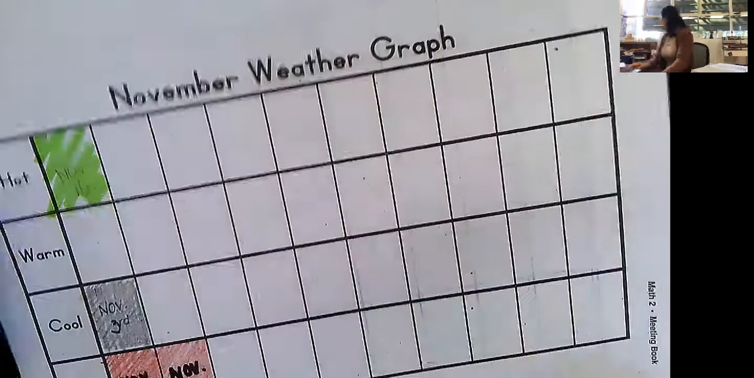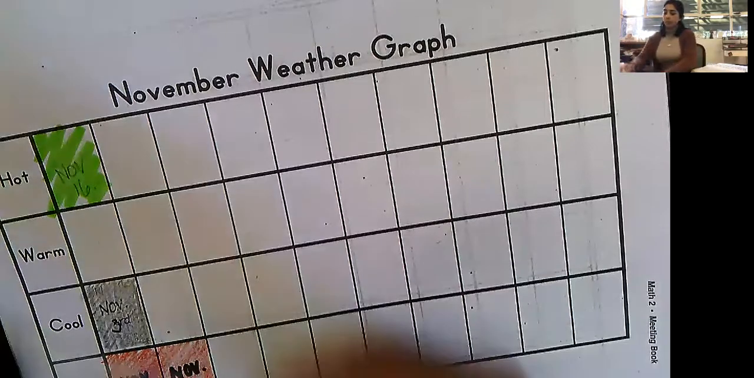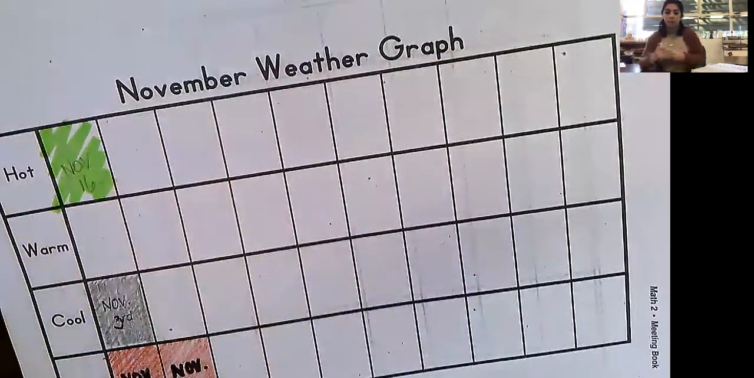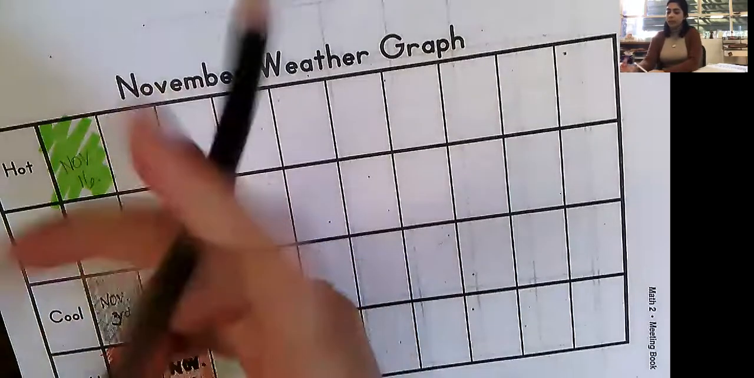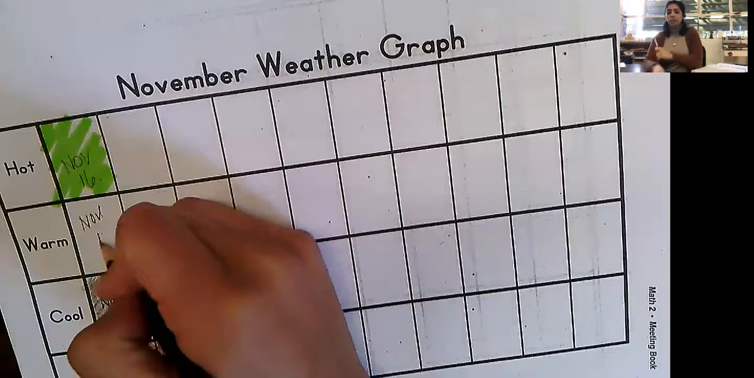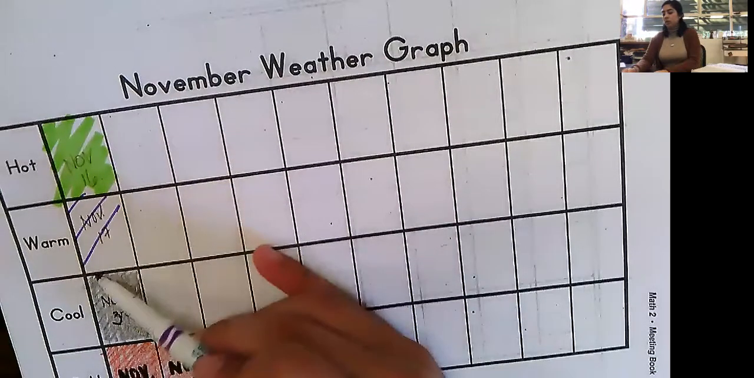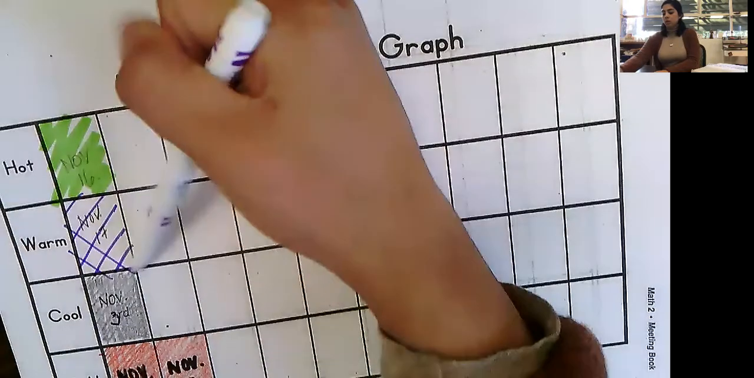You need now your November weather graph. Today is going to be a warm day. So we're going to color that purple. I'm going to write down the date first. So today is November 17th. And I'm just going to go with this little pattern.